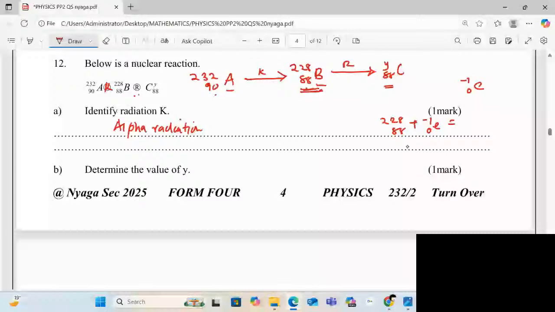So this one is maintaining 88. So what are we supposed to be having here? This is 228 plus -1. So we know that it is supposed to increase by 1 unit, so it becomes 229.